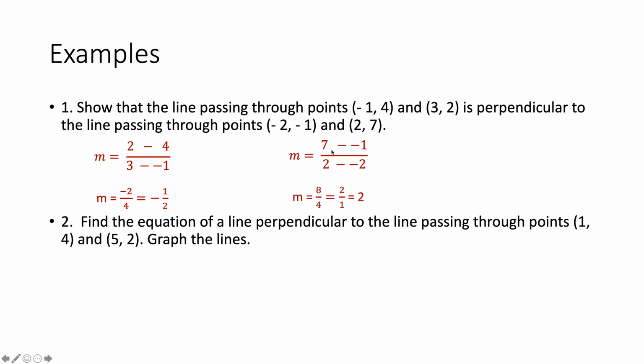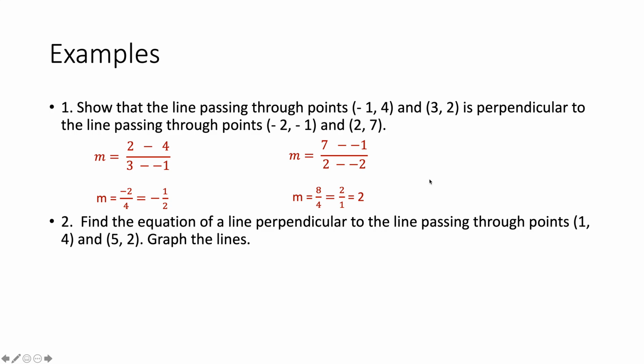So I'm going to get 7 minus -1 over 2 minus -2. 7 minus -1 is 8. 2 minus -2 is 4. That's 2 over 1, which is 2. So yes, these are perpendicular lines because the slopes are negative reciprocals.